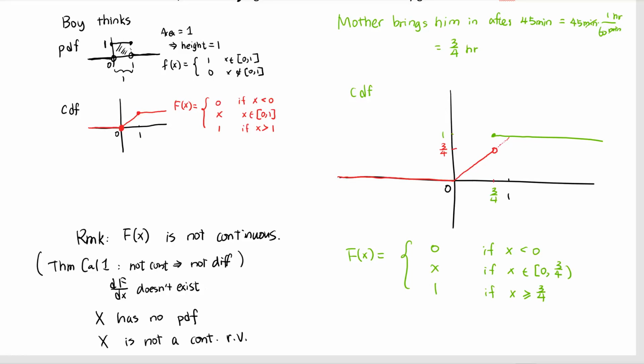And furthermore, X is not a discrete random variable as well, because it's time. Time is not like whole numbers. So this is an example that we can have a random variable that is not discrete and not continuous.